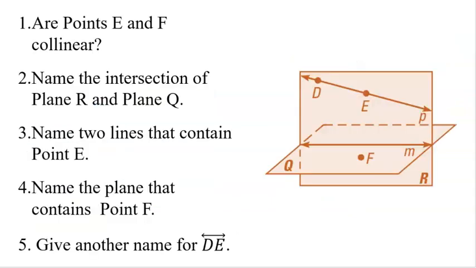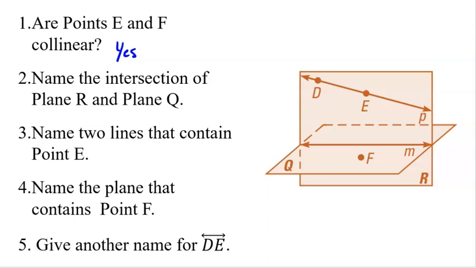All right, now let's take a look at this diagram. Number 1 says, are points E and F collinear? I don't even have to look at the diagram to say that this is a yes or true. Even though it's not on there, as long as I'm talking about 2 points, I know that I would be able to connect them with a line, and so they are automatically going to be collinear no matter what.